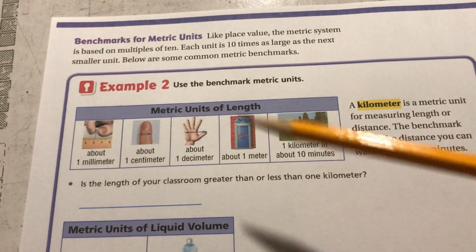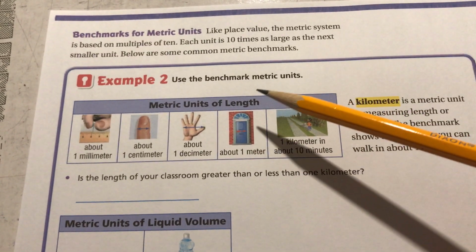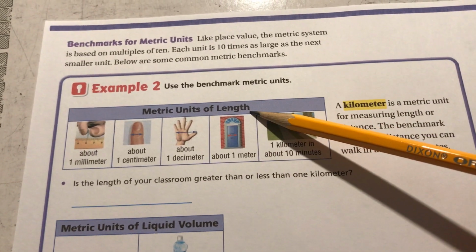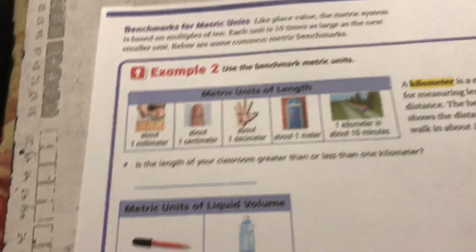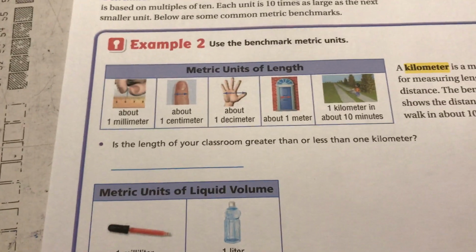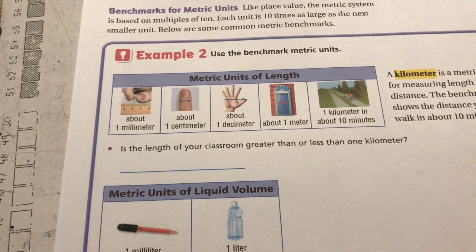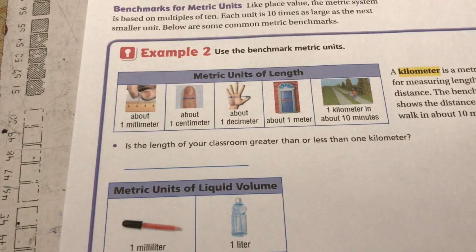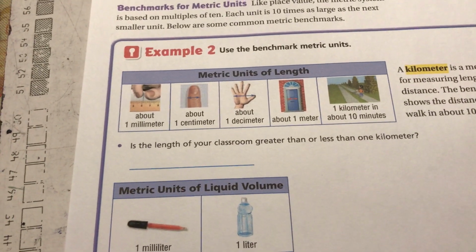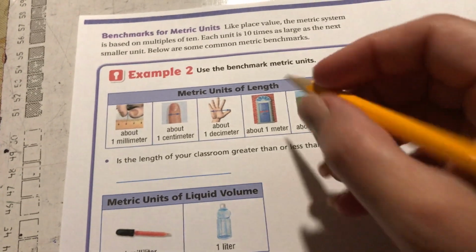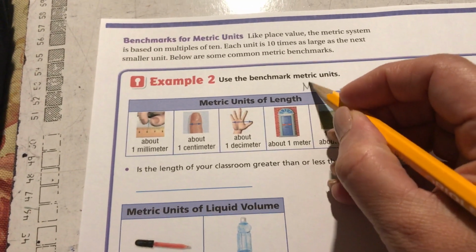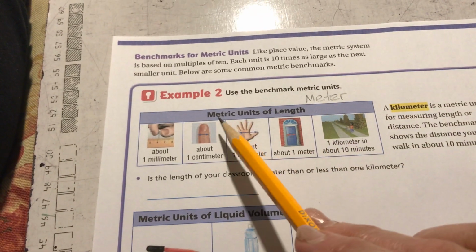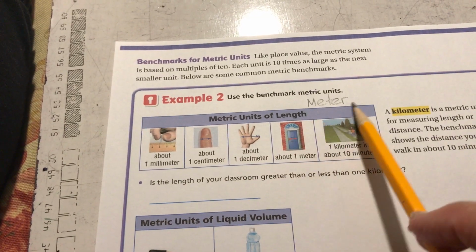So let's take a look at the top here. It says example number 2, use the benchmark metric units. So to measure length in the metric system, this is actually not all of them. When we get into the metric system, I'm going to show you very, very easy how to figure it out. There's like a base to it. There's a base name. And for length, the base is meter. So I'm going to write the word meter right above here. So to measure with the metric system, anything by length, we measure it by meters.